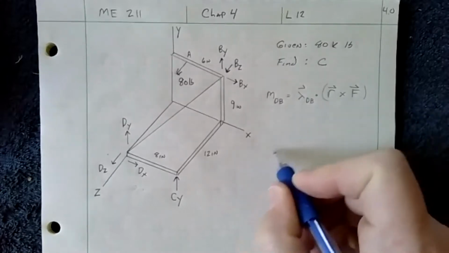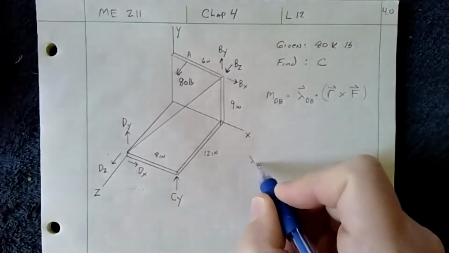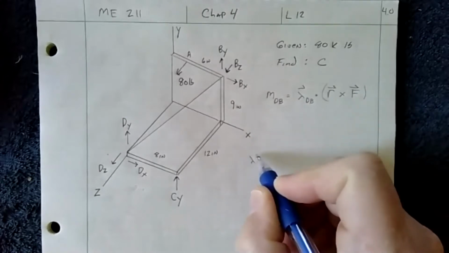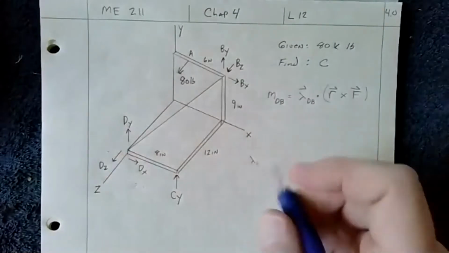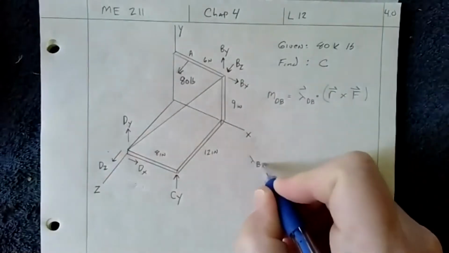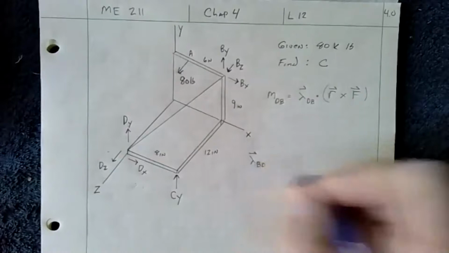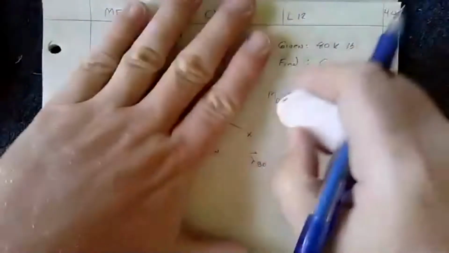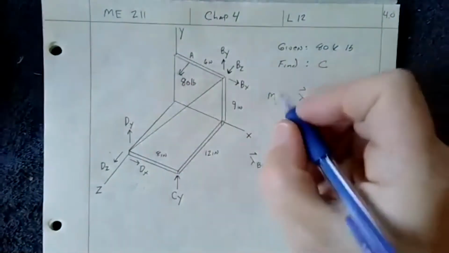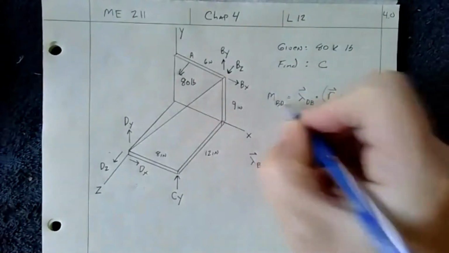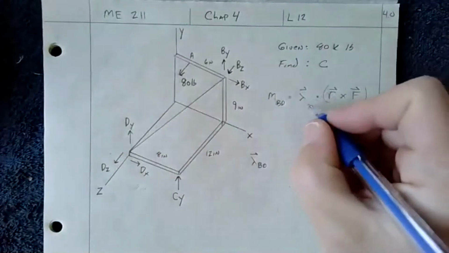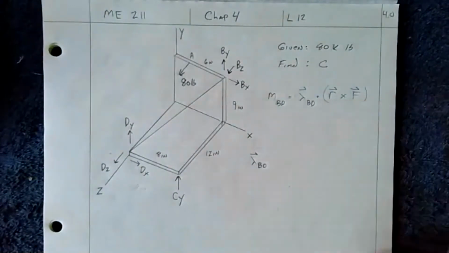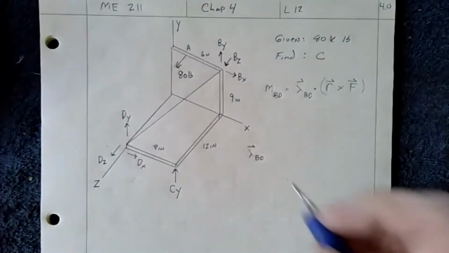So we have lambda BD, or I'm sorry, lambda DB for consistency. Actually, I'm going to say lambda BD because that's how I did it in my notes, and I don't want to have to think on the fly. So just pretend this was BD. Either way works. So there we go, lambda BD.